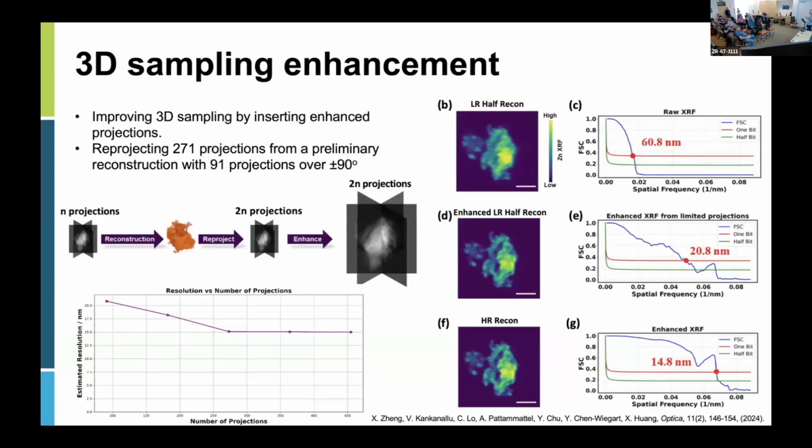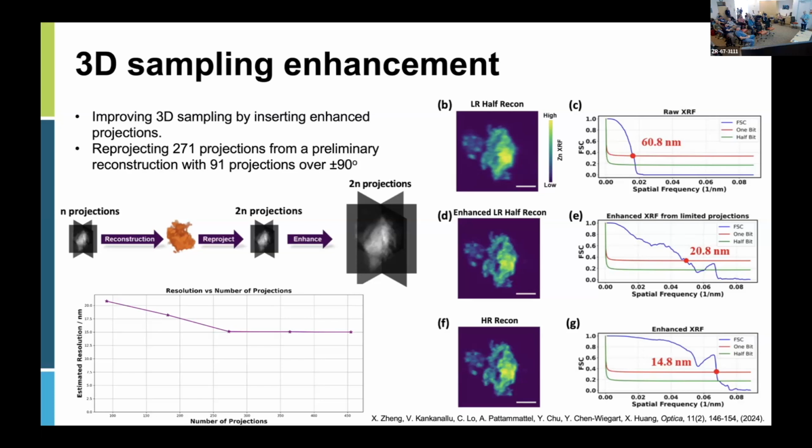And for 3D sampling enhancement, we start with initial 3D reconstruction using 71 fluorescence projections. And then from this preliminary 3D reconstruction, we can reproject 271 projections. And then we use the pre-trained and refined network to enhance those 271 projections. And then using these enhanced projections, we can obtain a better reconstruction.